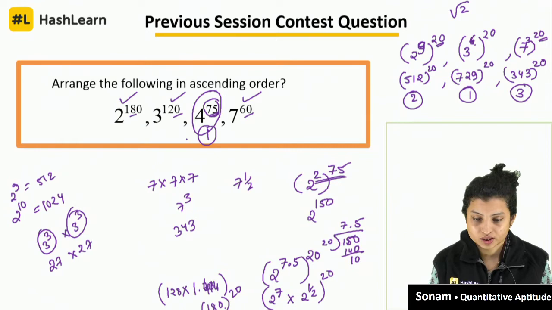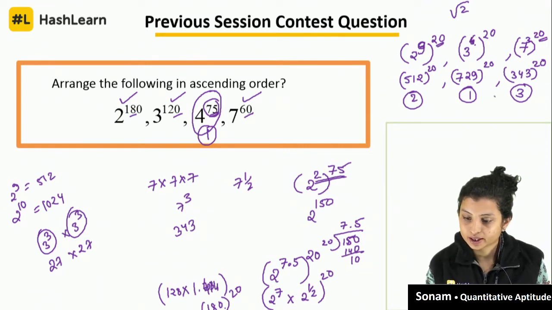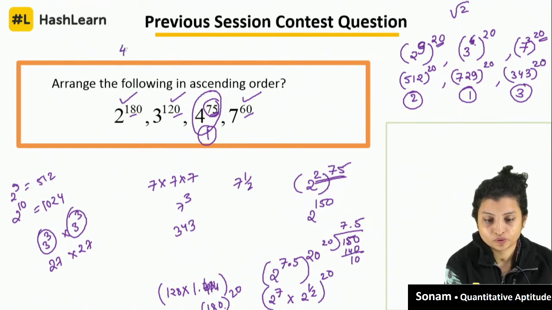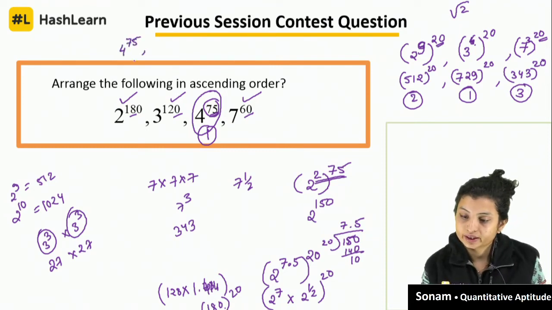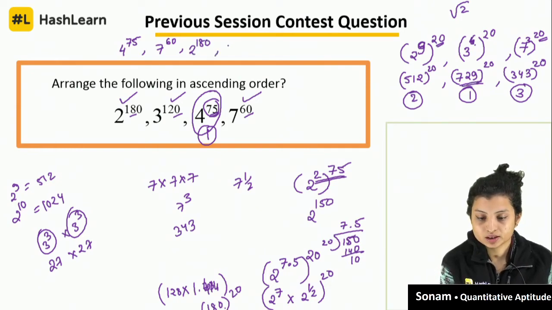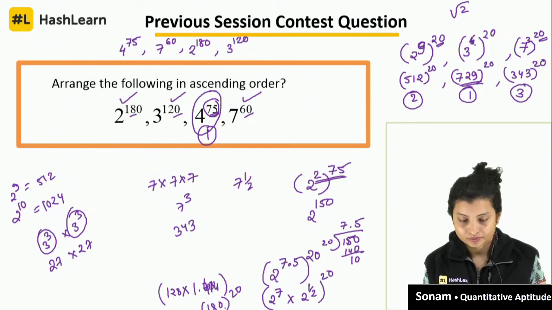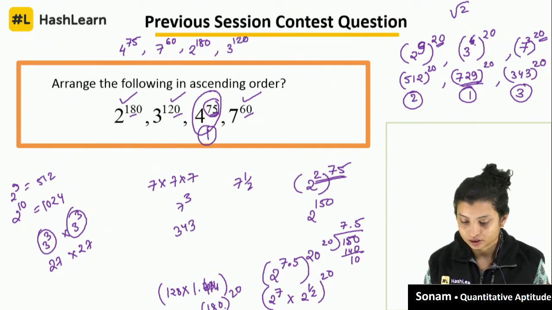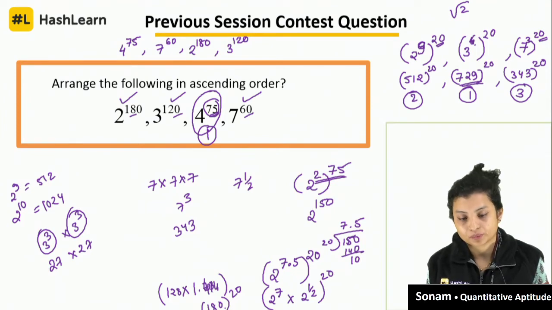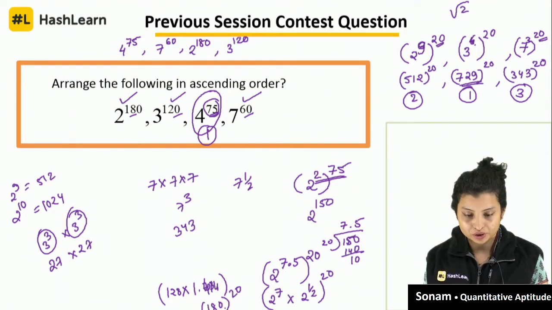So this is your first number. Okay, which one will be your second number? Largest, we need to arrange in the ascending order, right? So 4 power 75, then the next one will be the last one, 7 power 60, then this one 2 power 180, and then this is the largest one, that is 3 power 120. Correct? Alright, so that was your last session question. So you don't even have to do all this calculation, you just have to do the rough approximation. Once you do the rough approximation, you will get the answer.